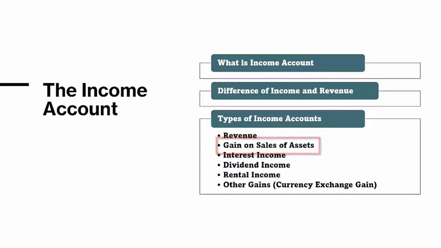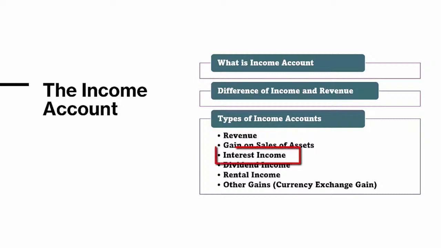When a business sells assets like equipment, vehicles, or buildings for a profit, it records the profit as a gain rather than revenue. For example, if a company sells an old delivery van for more than its book value, the extra amount earned over its value is a gain on sale of assets.